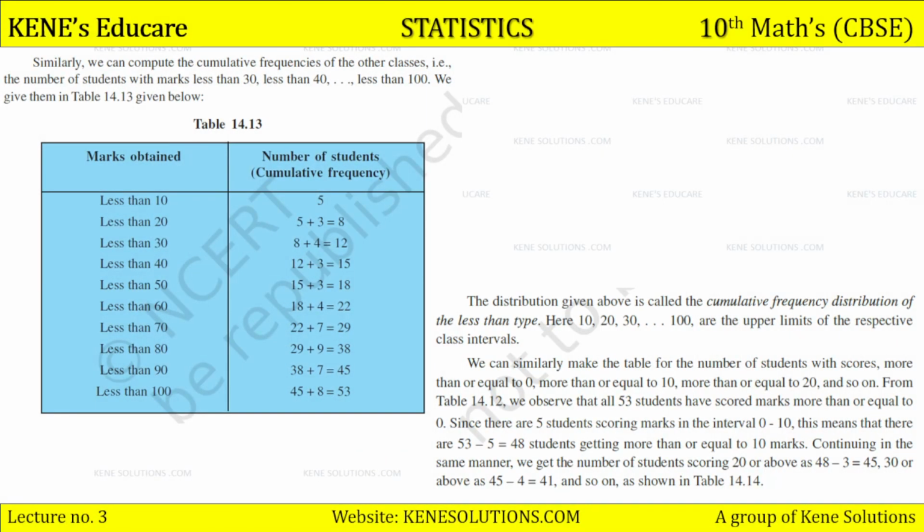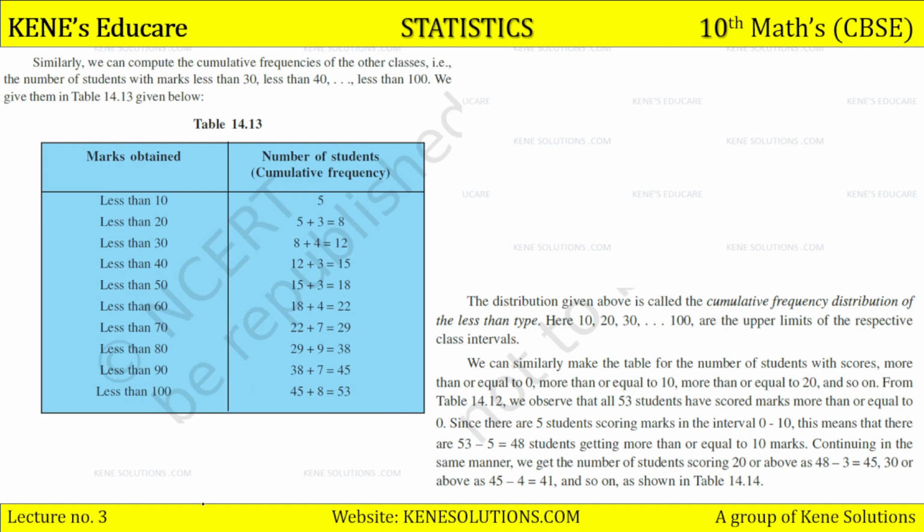Similarly, we can compute the cumulative frequencies of the other classes, that is, the number of students with marks less than 30, less than 40 and less than 100 and so on. We give them in a table like below. So here see: less than 10, 5; less than 20, 5 plus 3, 8; less than 30, 12; less than 40, 15; less than 50, 18; less than 60, 22; less than 70, 29; less than 80, 38; less than 90, 45; less than 100, 53.